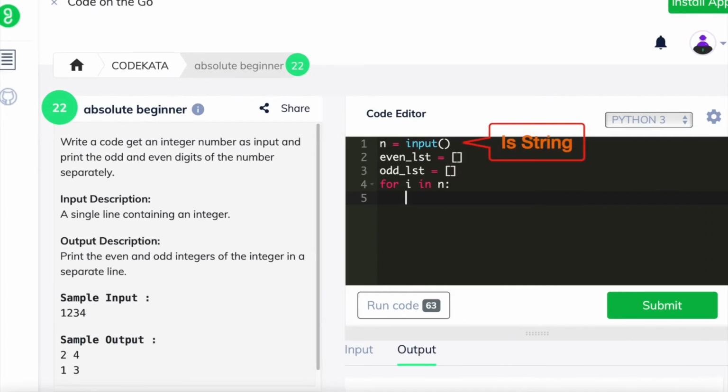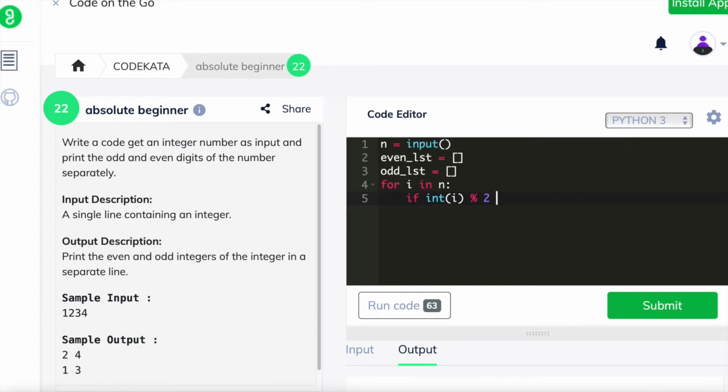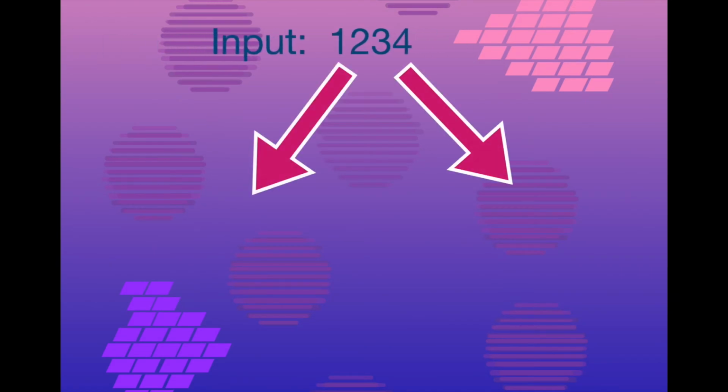We all know that the variable I is of data type string. Hence, in order to check whether it is an even or an odd number, we have to convert it to an integer and check whether it is divisible by 2, that is, it returns 0 against 2 using the modulo operator. If it does, we store the value of I in the list of even numbers, else we store it in the list of odd numbers.